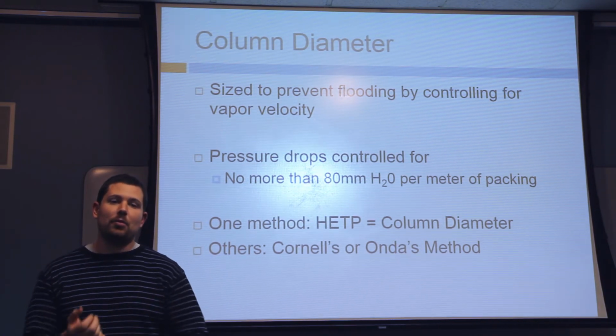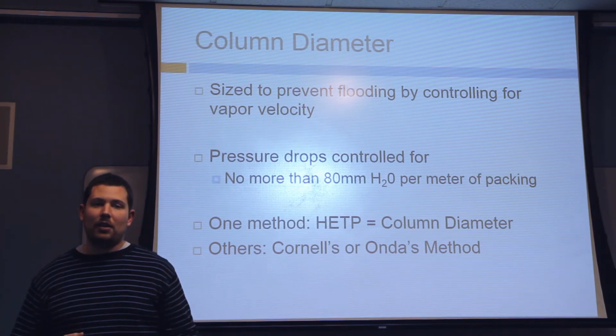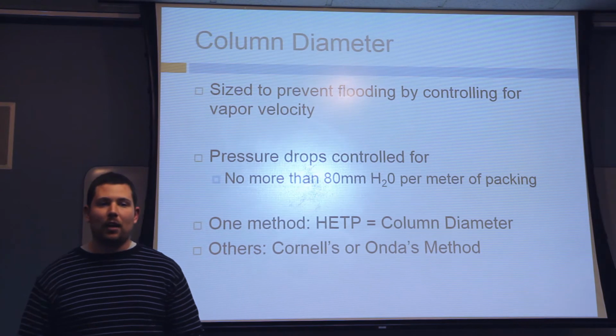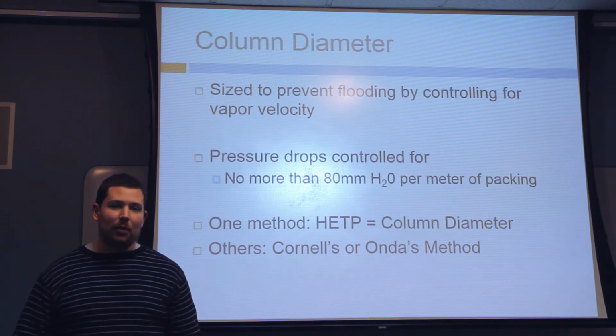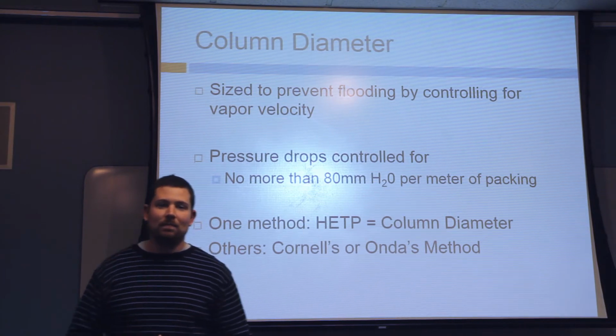Another method to size the column is to simply take the height equivalent of a theoretical plate and use that number as the actual diameter of the column. There are several other methods available. Now Marion is going to talk to us more about material selection.